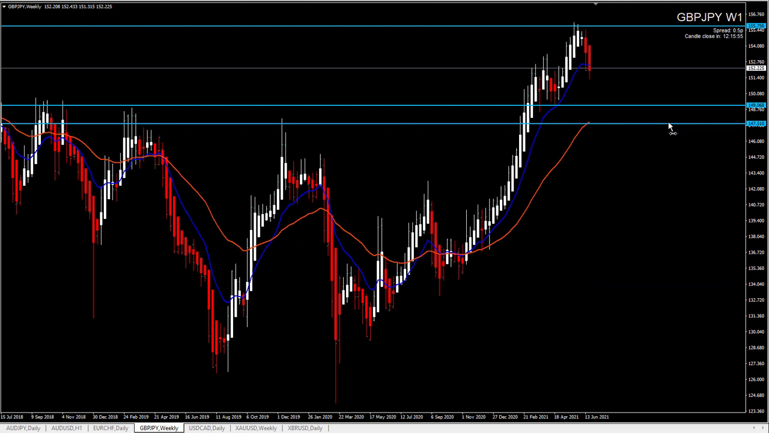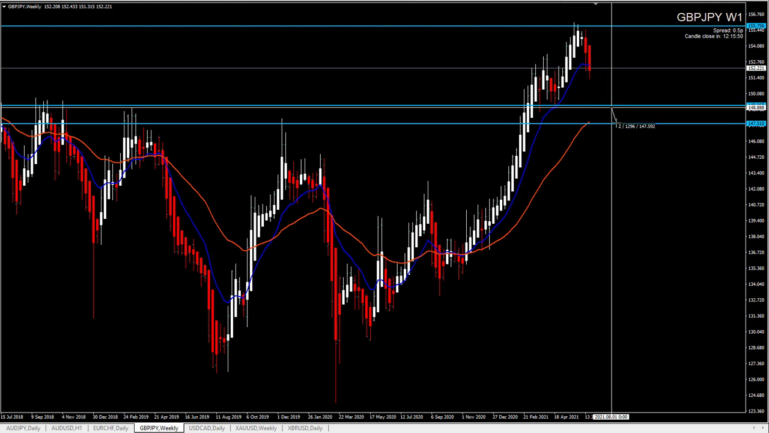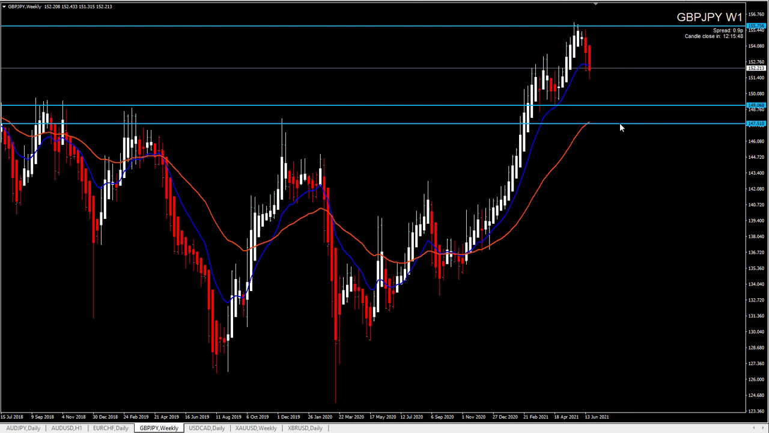So we can just leave one line if you like. If not, just leave it as it is. This is 130 pips, so it's okay.